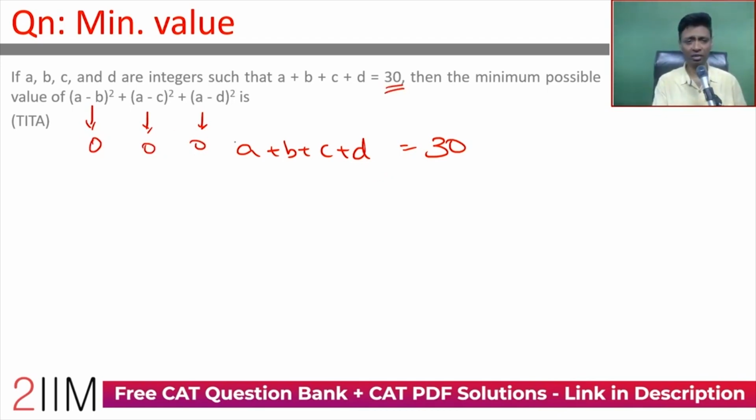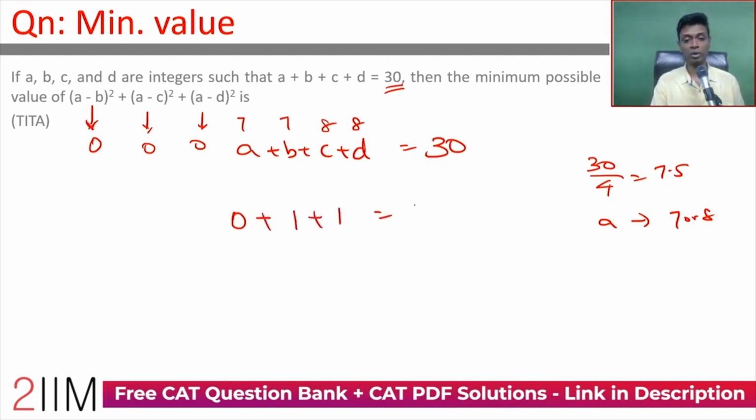Remember, whenever there's a difference, the difference is going to be an integer, but they're all integers. And you square an integer, the larger the difference is, the larger the square is going to be. So we should find a to be as close to b, c, d as possible, and all 4 numbers to be very close to each other. 30 by 4, 7.5. So a, we should peg it at 7 or 8. All 4 at 7 or 8. If you have 2 7s and 2 8s, this will work. 7, 7, 8, 8. (A minus b) whole square be 0. (A minus c) whole square is 1. (A minus d) whole square is 1. 0 plus 1 plus 1 is 2.